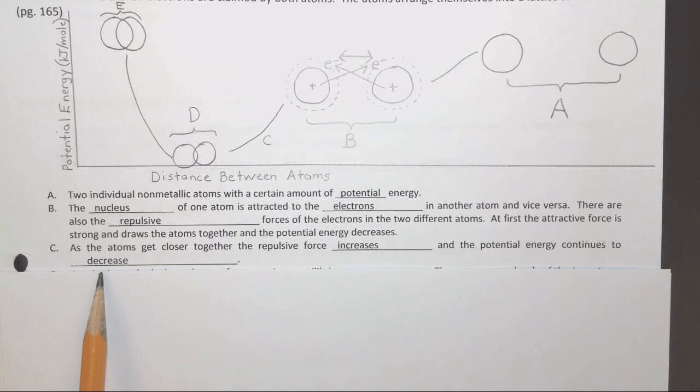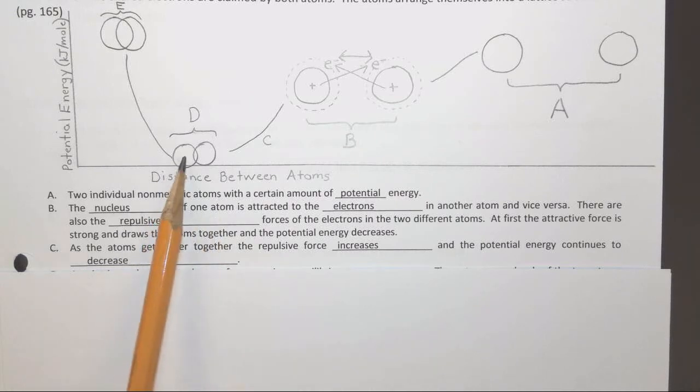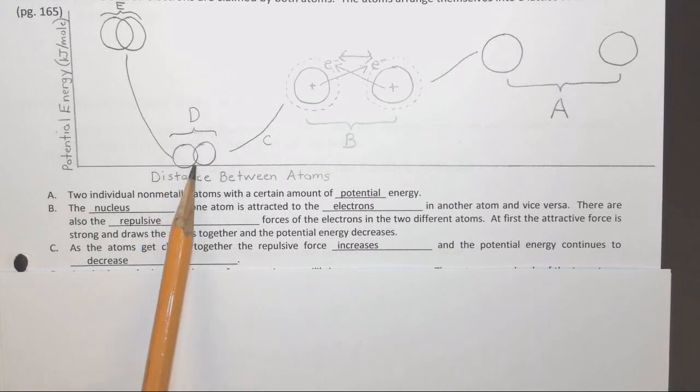And the potential energy, which has to do with their position in relation to each other, they get closer and closer together, so the potential energy decreases. Then we have this position here. In this picture, it's important that you drew the valence shells as overlapped a little bit. If you didn't, you need to make sure that you do.